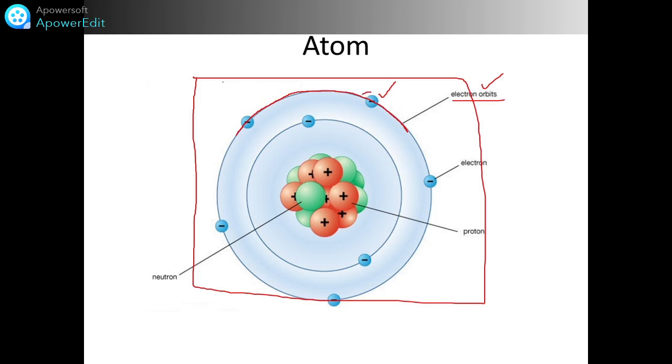The electrons are always rotating around the nucleus. In the nucleus, protons and neutrons are present. Depending upon the number of electrons, protons and neutrons present, every element has its own physical and electrical characteristics.